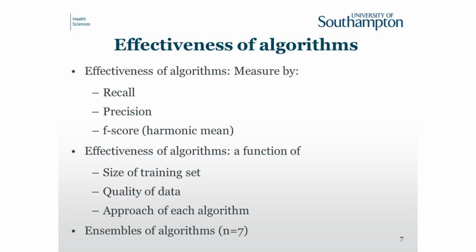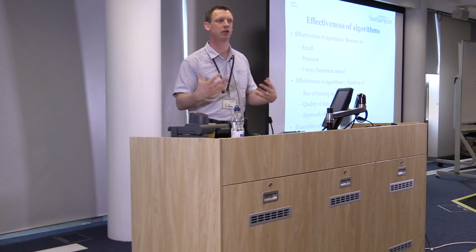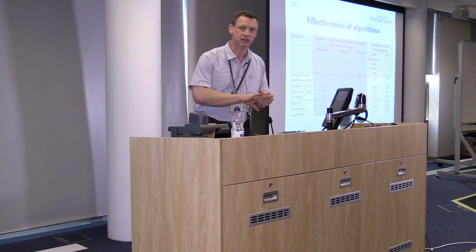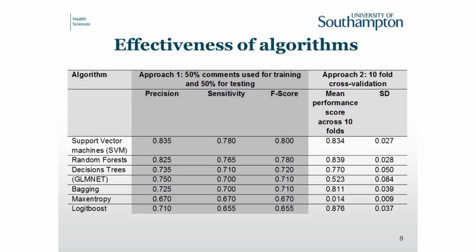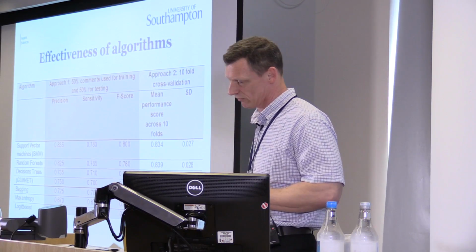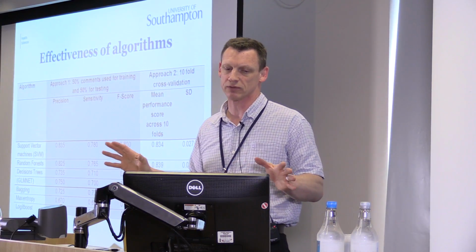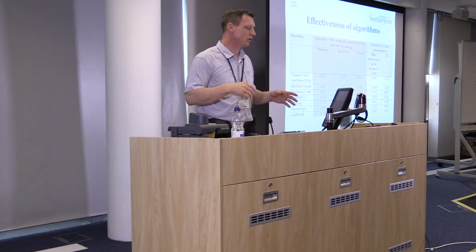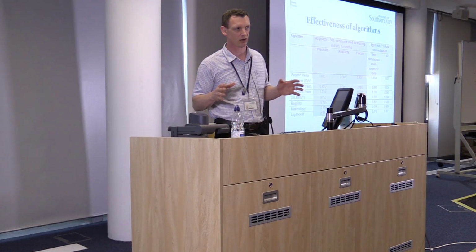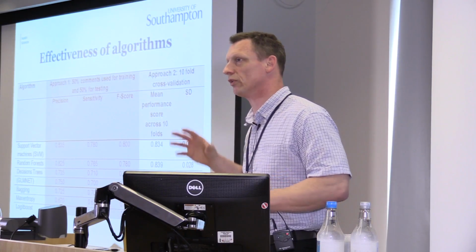We use an ensemble of algorithms to collect as many comments as possible. These are the algorithms that we used. You can see the SVM was the one that was most precise and sensitive. It had the highest F score. But if you look at those 7 algorithms, there were 313 comments out of the 6,000 we had that were actually identified by all of them.